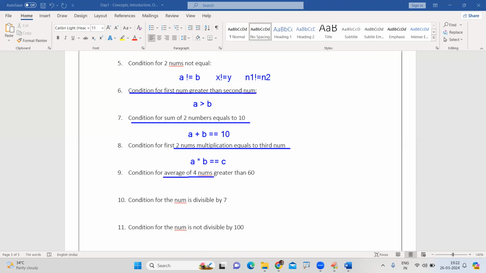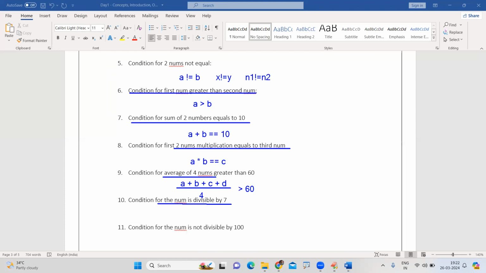Average of four numbers. Average means what? A plus B plus C plus D, total. Sum by total is of 4 is greater than 60.